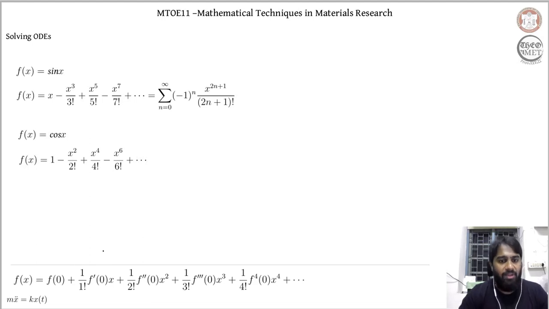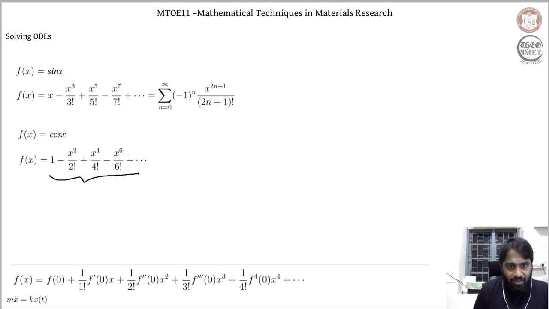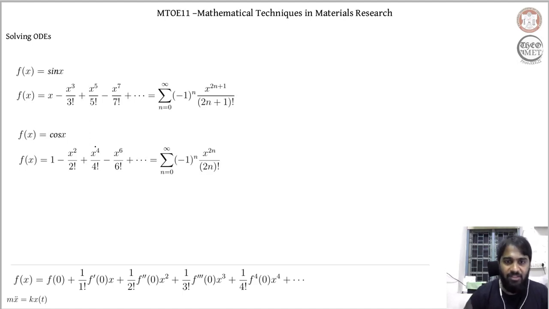You will end up having an expression like this. Now, when you're solving a problem, you end up having an expression like this. So basically what it means is this series here can now be replaced with cos x, and this can be represented in the summation form using this notation here.